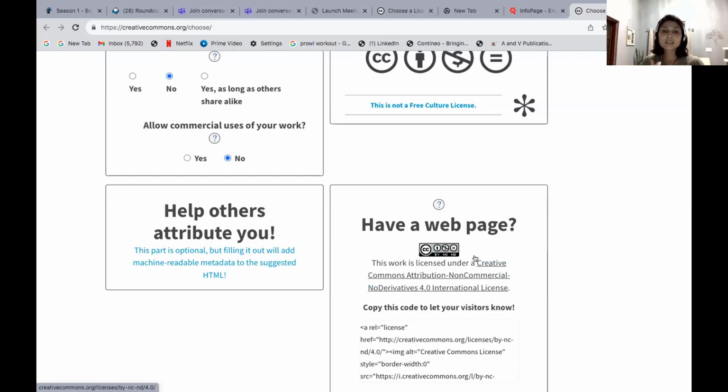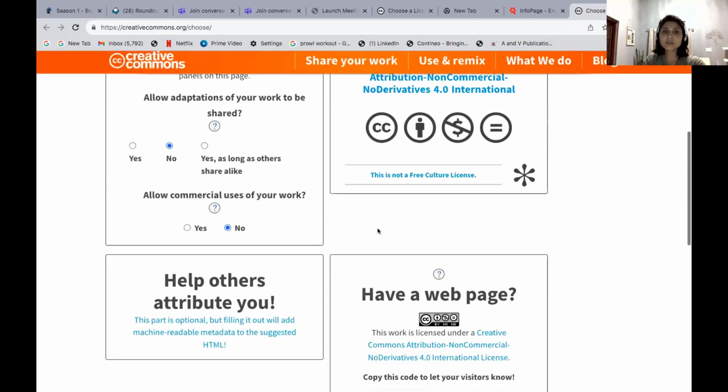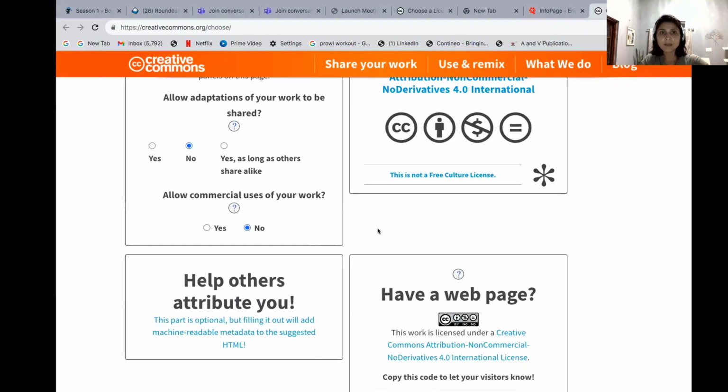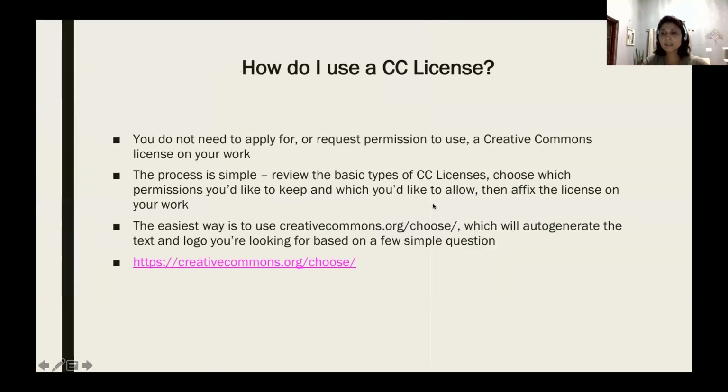We only need to understand what different licenses mean. So I'll be covering it up now, but I just wanted to show how simple it is to create a license and use it for your work. Now, coming back to the slide.